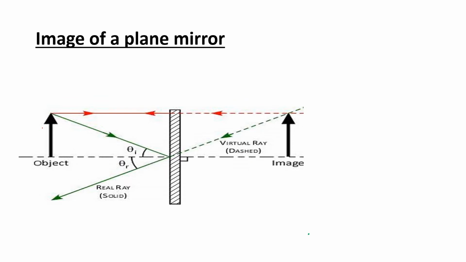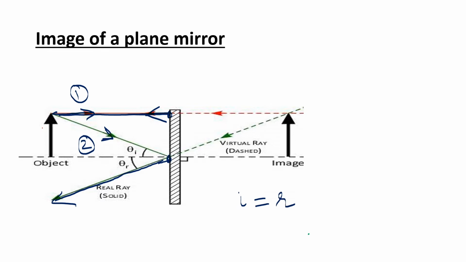You can see two incident rays from the object. This is an incident ray and this is an incident ray. This incident ray, let it be ray 1 and let this incident ray be ray 2. Ray 1 is striking the mirror at this point and it is reflecting like this. Ray 2 is striking the mirror at this point and it is reflecting like this. In both cases, it is obeying the laws of reflection. You know, according to the laws of reflection, angle of incidence must be equal to the angle of reflection.